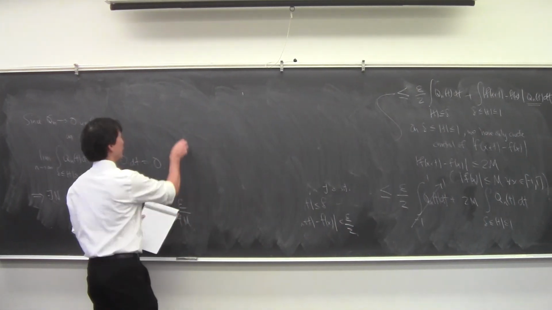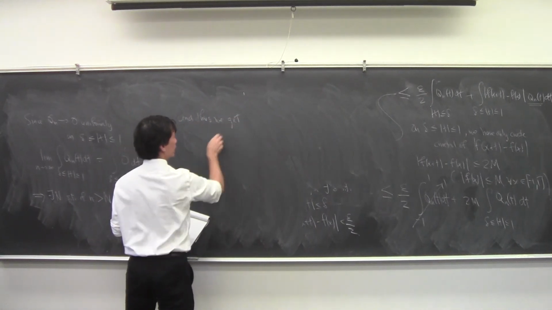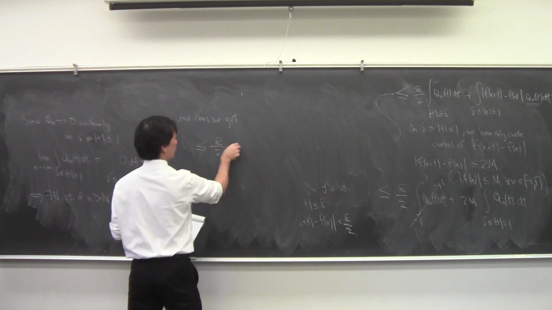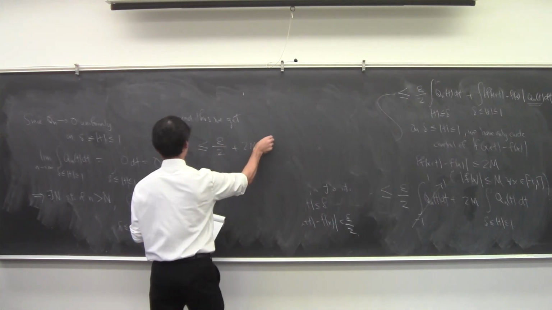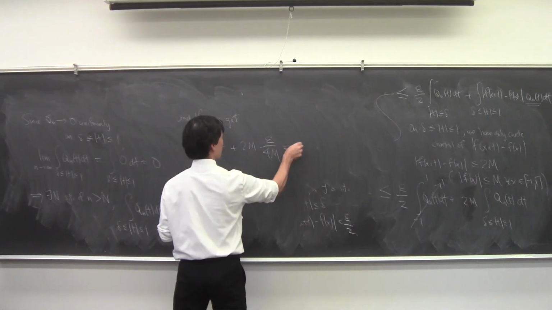And thus we get less than or equal to epsilon over 2 plus 2m times epsilon over 4m, which is epsilon.